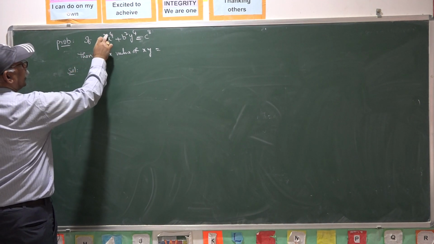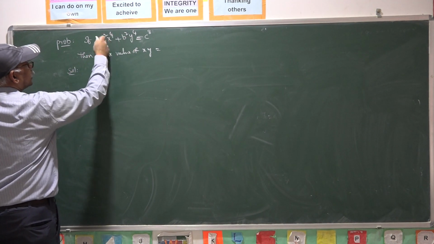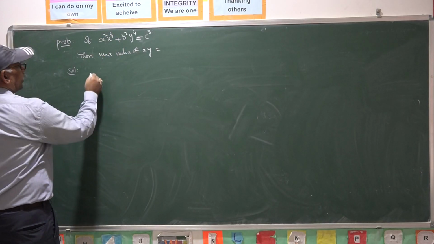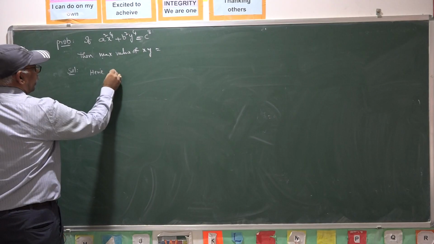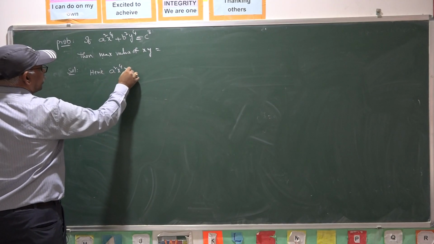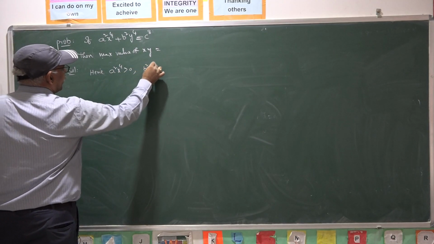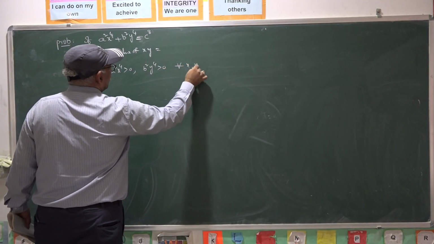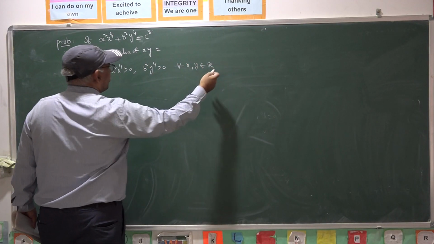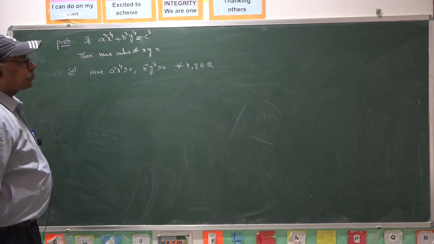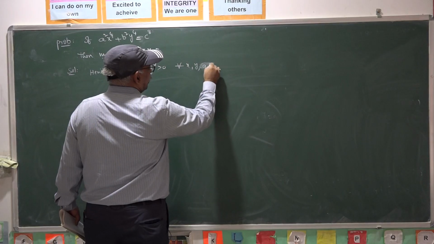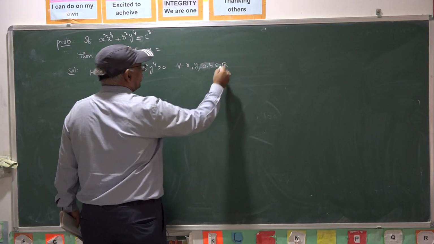Since the powers are even, this is a positive term and this is also a positive term. Here a square x power 4 is positive and b square y power 4 is positive for all x, y being real. Of course, a and b are also real.